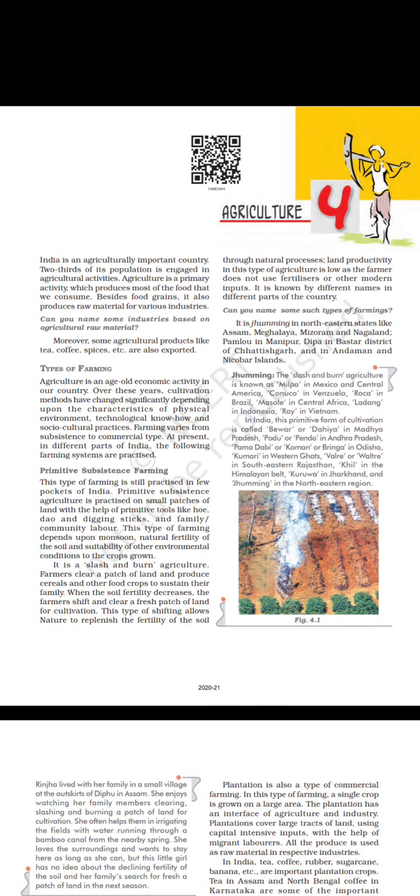India is an agriculturally important country. Two-thirds of its population is engaged in agriculture activities. Agriculture is a primary activity which produces most of the food that we consume. Besides food grains, it also produces raw material for various industries.